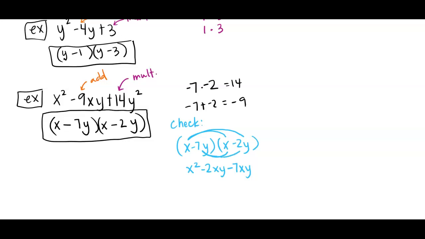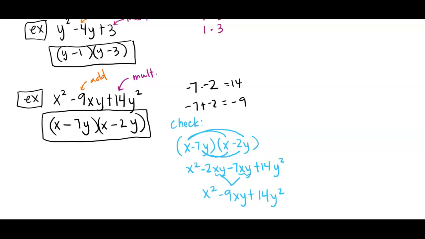And then negative 7y times negative 2y: negative 7 times negative 2 is positive 14, y times y is y squared. And then if I combine those back together, x squared minus 9xy, because those are like terms, plus 14y squared, then I can see that is that same middle term that I would come up with. So that x and y are both there because we have an x and y in each of our factors there.